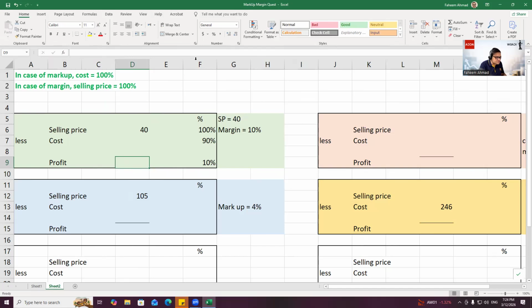So in this case, profit will be 10% of selling price. I will take this 40 times 0.1, and the balancing figure will be cost. That's 36. Let's try another question, but with markup.